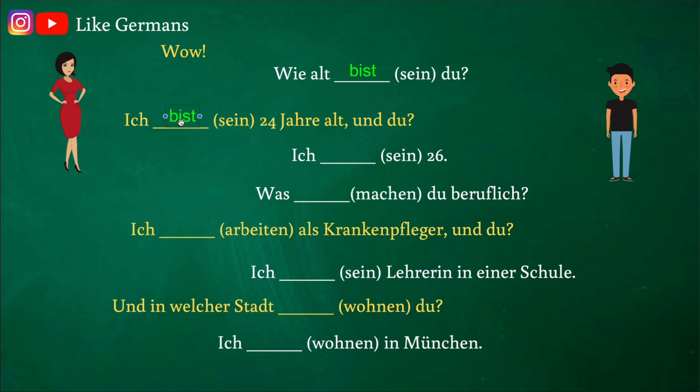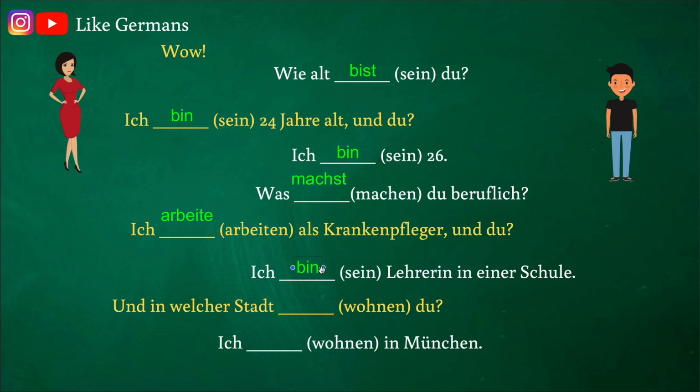I am 24 years old. And you? Ich bin 24 Jahre alt. Und du? I am 26. Ich bin 26. What do you do for a living? Was machst du beruflich? I work as a nurse. And you? Ich arbeite als Krankenpfleger. Und du? I am a teacher in a school. Ich bin Lehrerin in einer Schule.